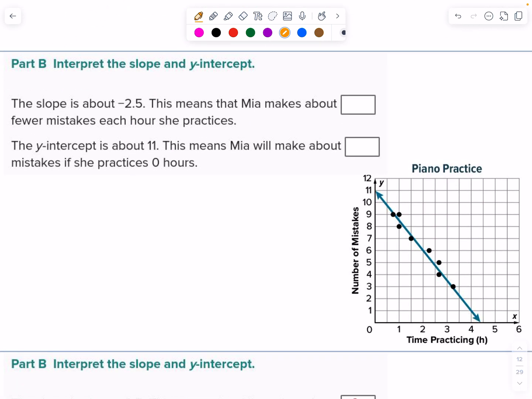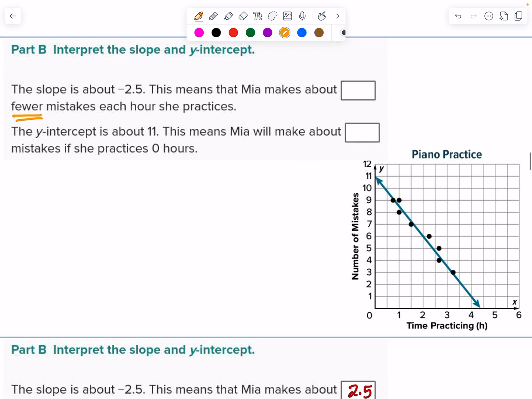It says the slope is about negative 2.5. This means that Mia makes about 2.5 fewer mistakes each hour she practices. Since it says the word fewer here, that's where the negative comes from. The y-intercept is about 11. So when she started with 0 hours of practice, she made 11 mistakes.